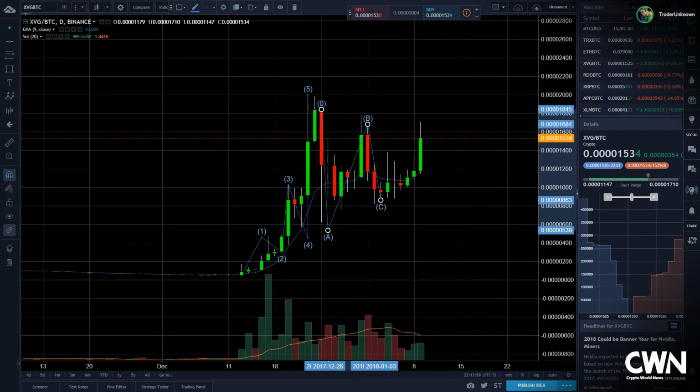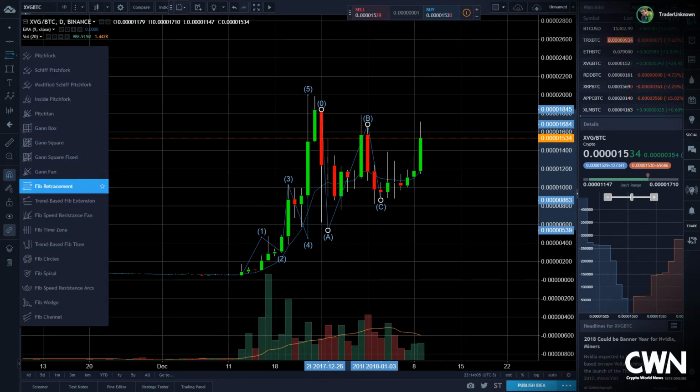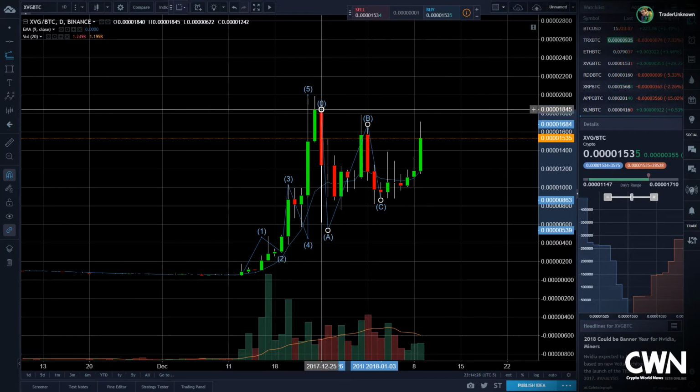Let's go ahead and pull the projection of the A and the C just to see what that looks like. Because a lot of the times on an ABC correction, you'll have an A equals C in the market for symmetry. To do that, this is not a fib retracement tool. I'm going to use a fib extension, which is a 3-point tool. It's the trend-based fib extension. That's a weird name for it, but that's it here.